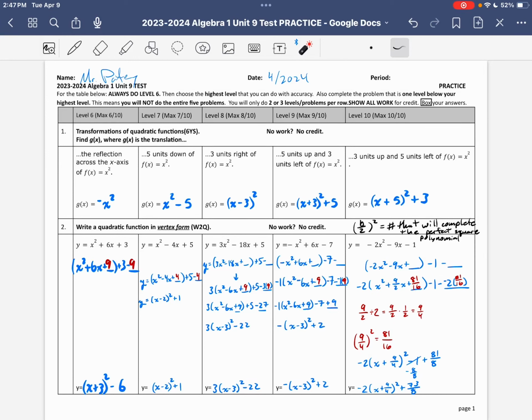All right, for this first video, we're going to go through all the level 6 problems before I touch on any of these levels over here. So this is the first video for the level 6. All right, so for the first problem, it's asking for you to show that you understand transformations of quadratic functions.